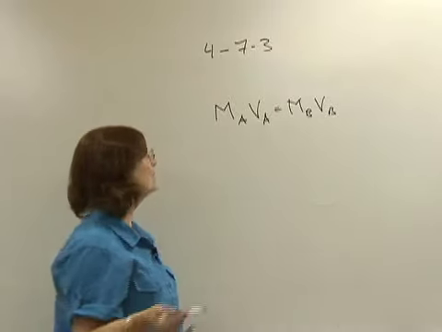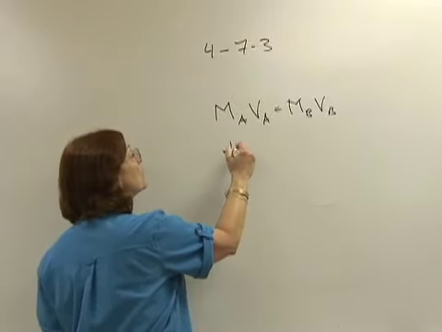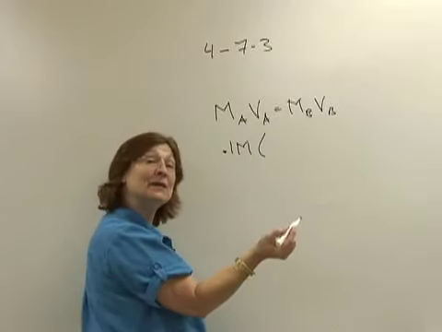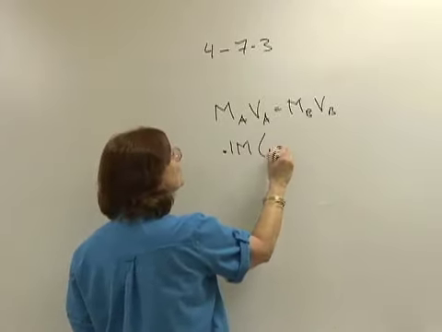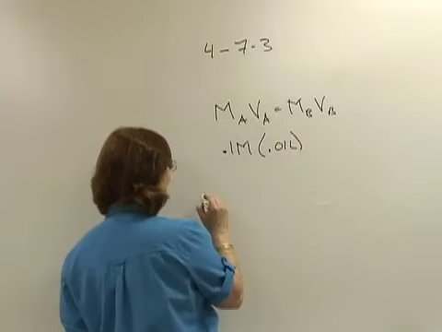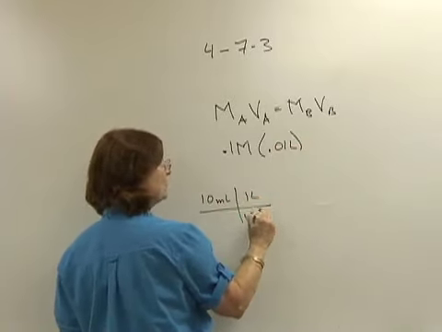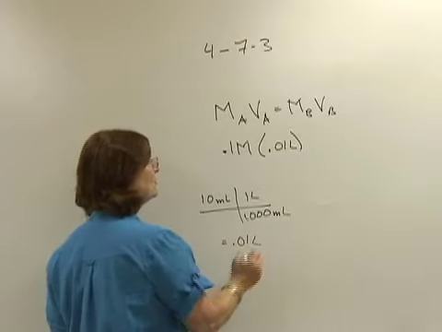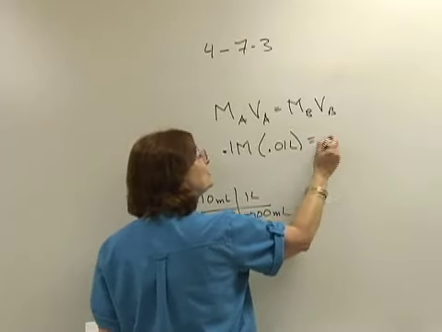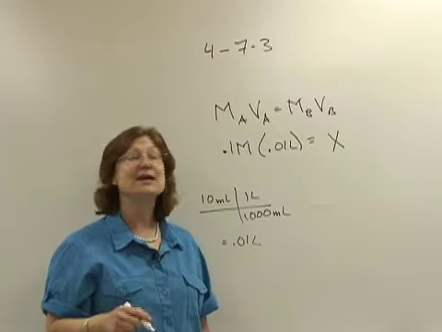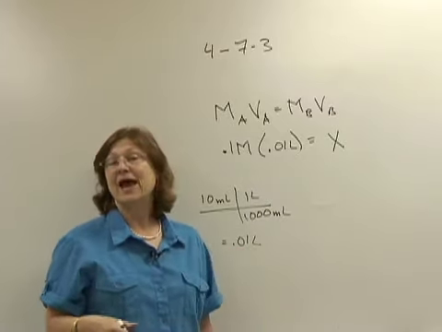Well, we're going to know that the molarity of the acid is 0.1 molar. And we will know that we have 10 milliliters of it, and that would be 0.01 liters. Because with 10 milliliters, I change it to liters, and there are 1,000 milliliters in 1 liter. And this gives me the 0.01 liters. The first day we're going to standardize the base.